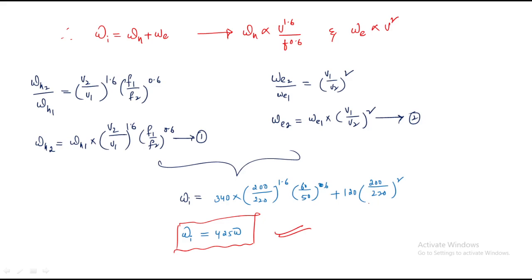So like this we have to calculate, right? We just have to cross check the ratio between voltage and supply frequency. So V by F is not constant. Therefore, WH is proportional to like this, and WE is proportional to V square.